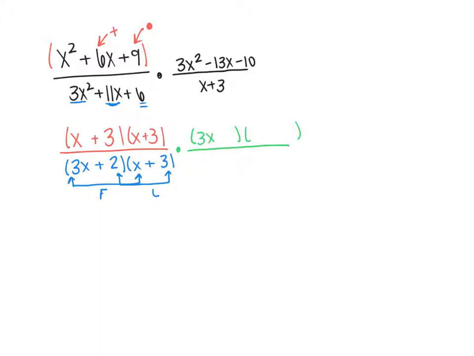So I'll have 3x and x. Now for this factor of 10, I've got 5 and 2 or 1 and 10. Those are the only ways that I can get to 10. Because it's negative, I need one positive and one negative. So I am thinking if I do 5 and 2, I can multiply that 5 times this 3. That'll get me to 15. And then if I have a negative 15 and a positive 2, that will get me to negative 13.